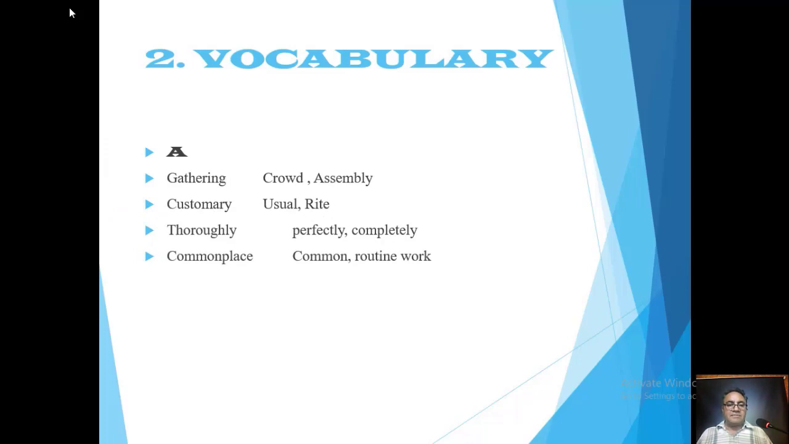The next word is commonplace. Commonplace means routine work or something that is very common. Partake is take part. We just have read it. And next word is traits. Traits means qualities. Reinvigorate means refresh or strengthen.